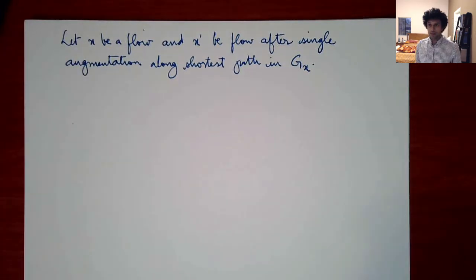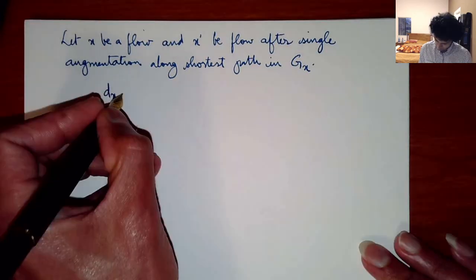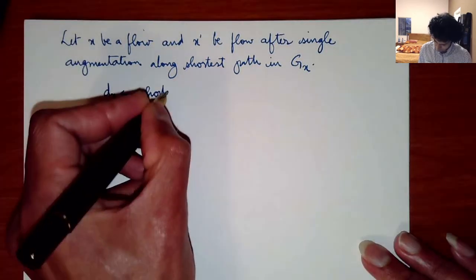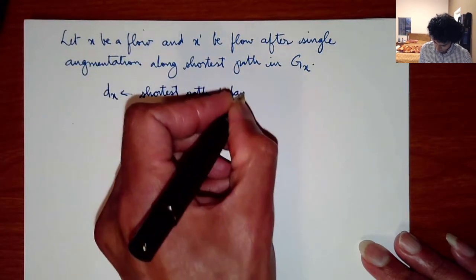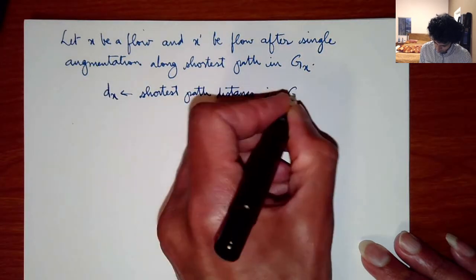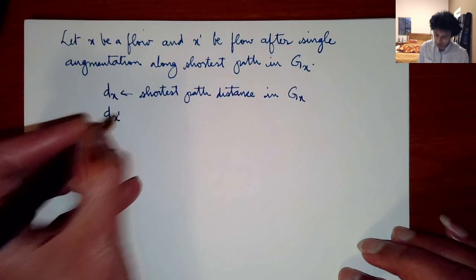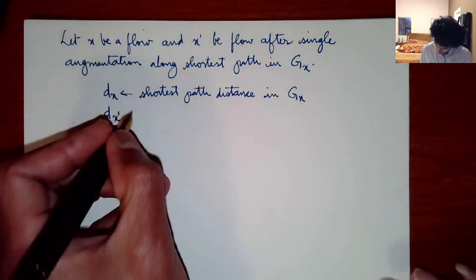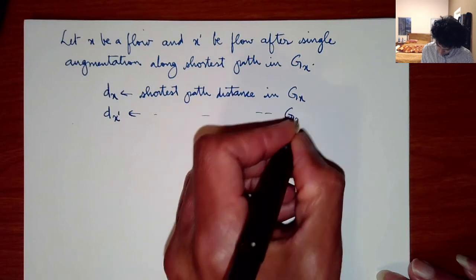This definition makes sense. So X is a flow, you perform a single augmentation along the shortest path and you get X prime. Now I'm going to define d of X to be shortest path distances in G of X. And similarly I can define d of X prime, which is the same thing, the shortest path distance in G of X prime.